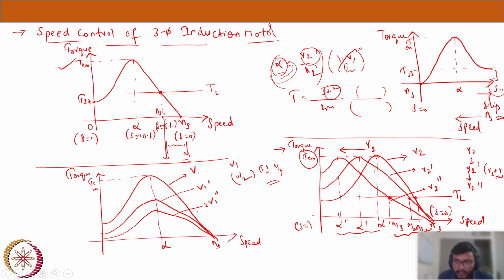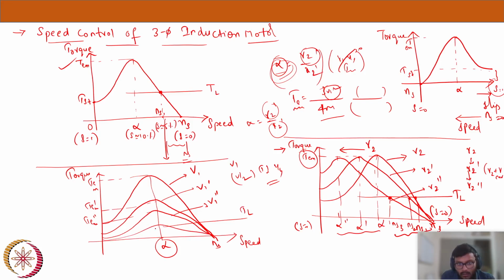So even here my alpha won't change, because alpha is equal to r2 by x2. We know r2 dash by x2 dash, and r2 and x2 we are not changing. We are changing the voltage. So just Te max, where 3 v1 square by 4 pi ns, that expression will change. Te max dash, Te max double dash, like this it will change. My alpha remains the same. For the same torque, low torque is like this, if you can get.